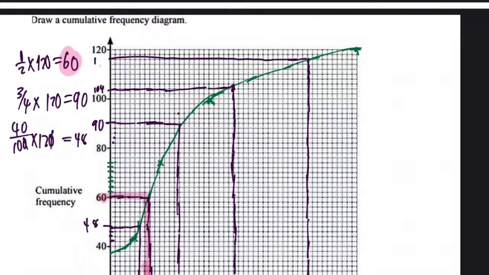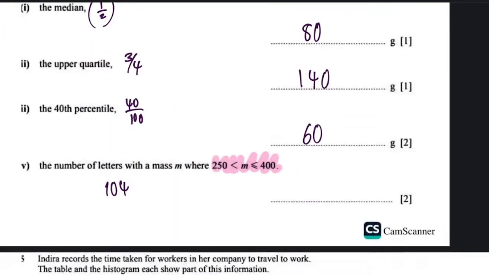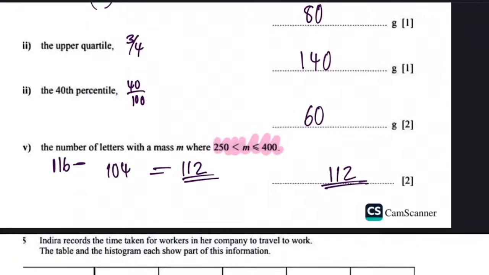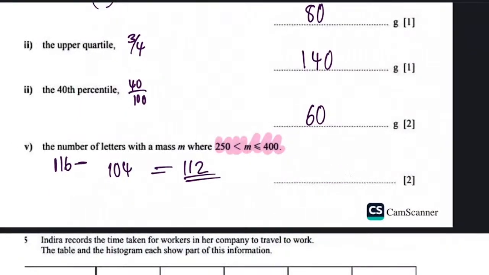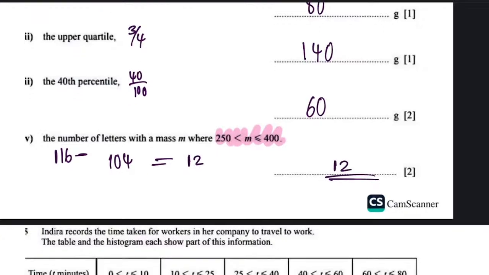All right, this is 100. Since each thing is 2, 2, 2, 2, 2, that means this is 116. 14, 12, 10, 8, 6, 4. Oh yeah, that's true. So this is 116. So we have one giving us 116, the other one giving us 104. So definitely it should be 116 minus 104, and we're going to get 12. So you get your 12, and this is going to be the number of letters.